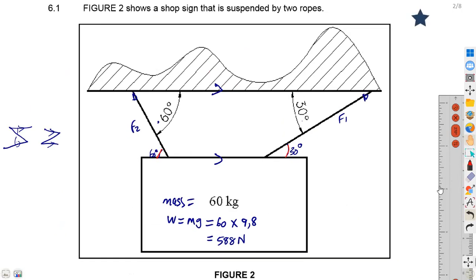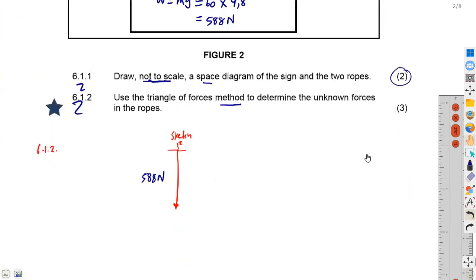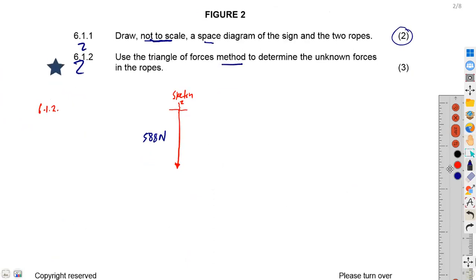There is a force which is connected at 30 degrees, which is the one that we do not know. So if we are to connect this force, this is what is going to happen. From this point, we are going to connect a force with 30 degrees. So that means we are going to have a horizontal line, sorry, that's a horizontal line.